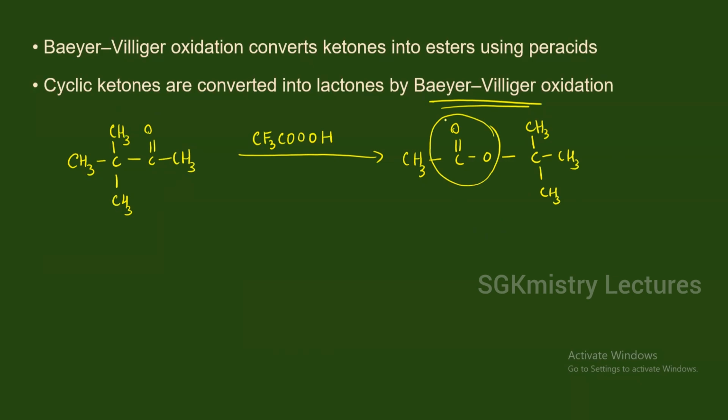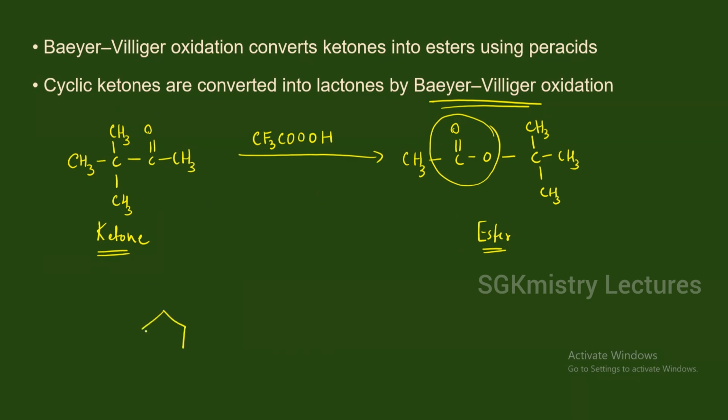Two oxygens are there, and on either side there are R groups. So this is nothing but the ester. So from the ketone, we are going to get the ester. This particular reaction is called Baeyer-Villiger oxidation, and it is carried out in the presence of peracids. One of the oxygens of the peracid is used to insert an oxygen into the ketone to form the ester. Similarly, the cyclic ketones can be converted to lactones.